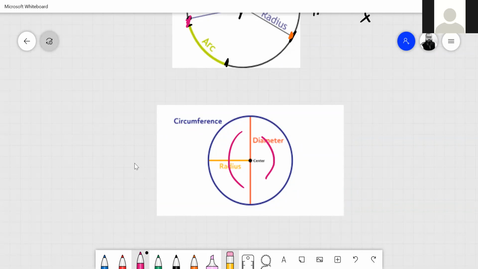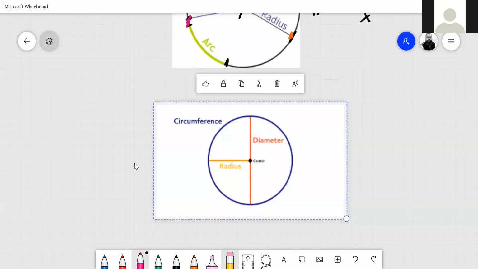Is it clear for you? Yeah. No, Mister, I didn't understand. What you don't understand? Diameter, radius, circumference. What you don't understand? Tell me. What is radius equal to?